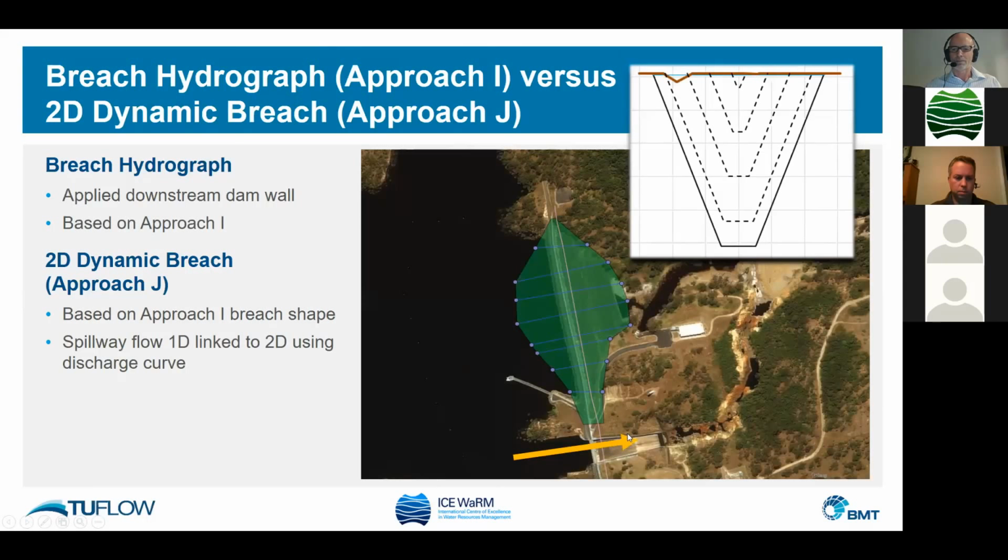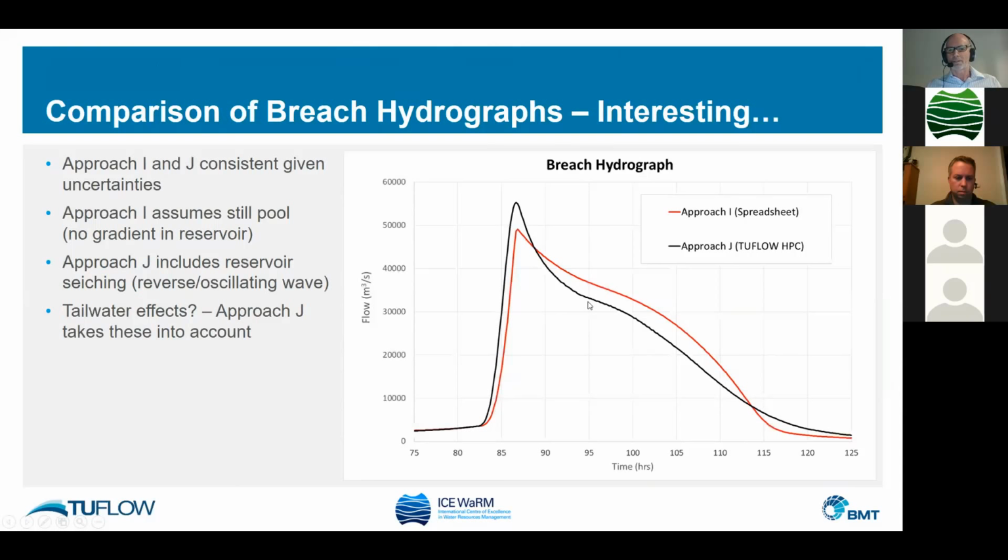So this is a breach hydrograph that came just downstream of the dam. The spreadsheet approach is the red curve, and the black line is what came out of the 2D simulation. So actually remarkably similar in some ways, which is good to know, given all the uncertainties.